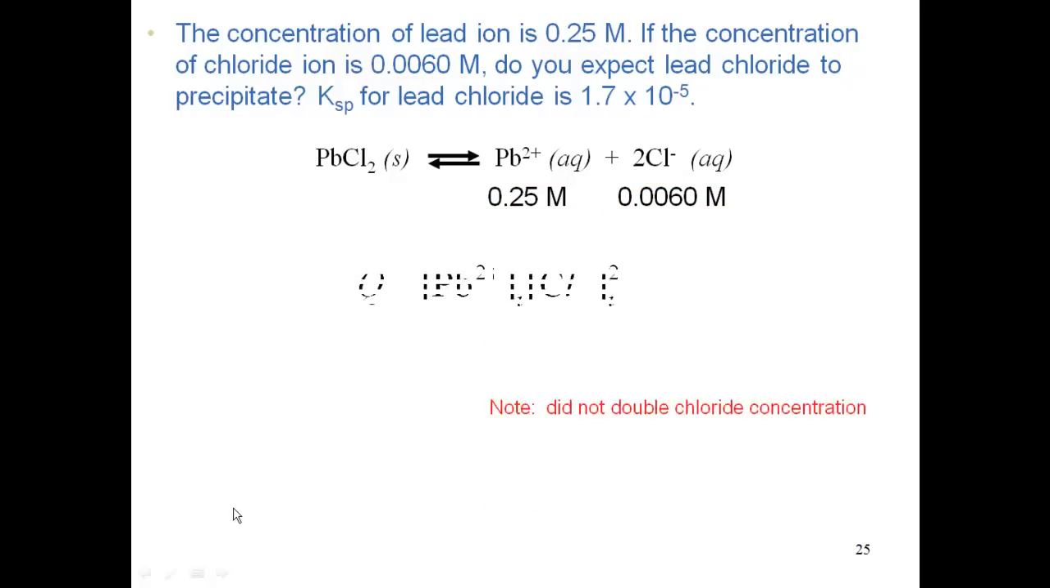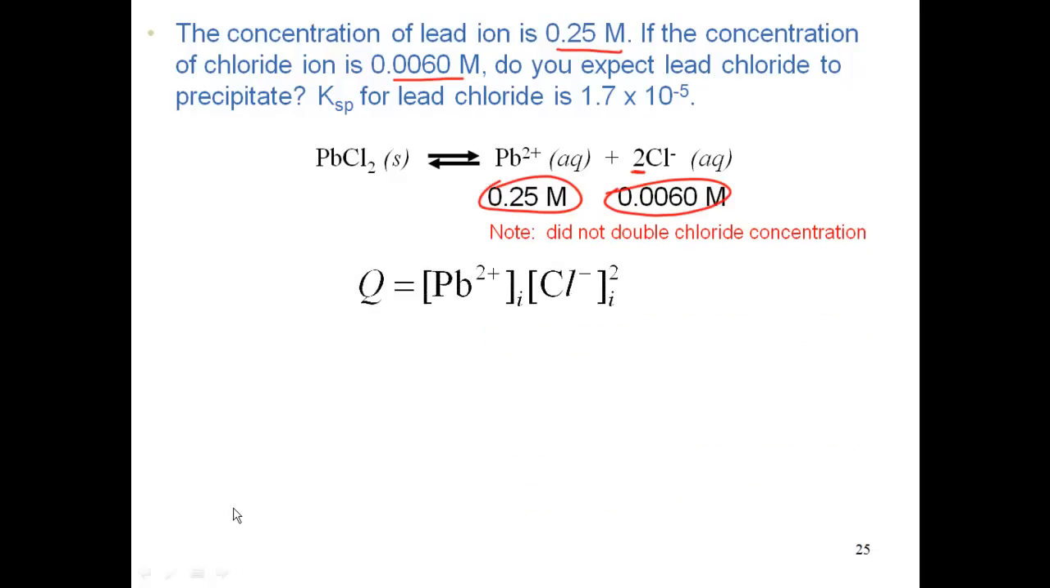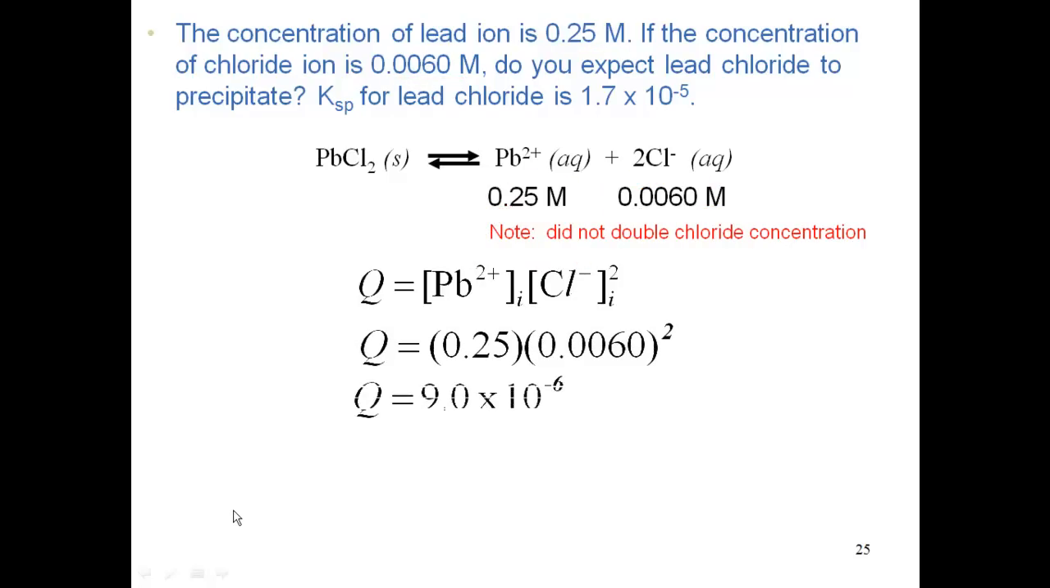So I'll set up my Q. Q is equal to my lead 2 ion concentration times my chloride ion concentration squared. Plug in those values, which gets me Q is equal to 0.25 times 0.0060 squared, which gives me Q is equal to 9.0 times 10 to the negative 6.